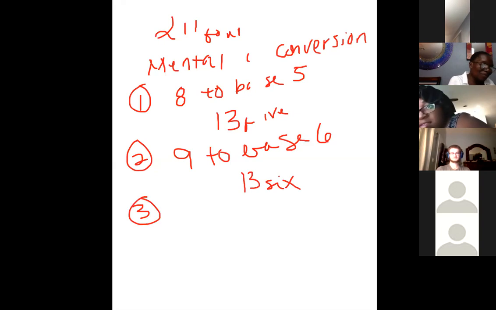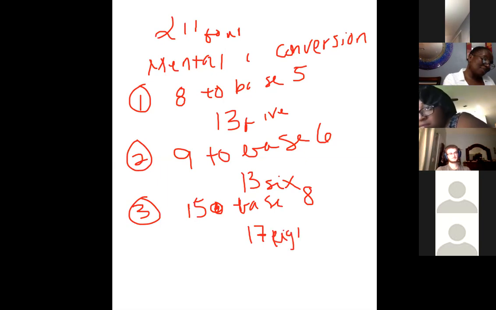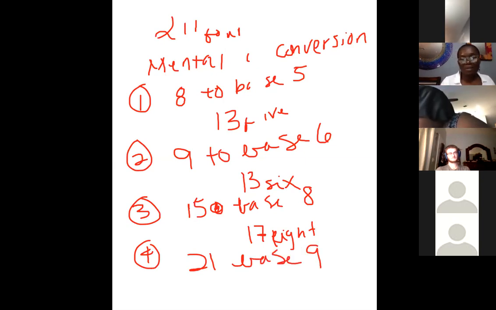Here comes the next one. This time I'm going to do 15 to base 8. 8 goes into 15 how many times? 1. 1 with what left over? 7. And this is going to be in base 8. All right, one more like this. This time we're going to do 21 to base 9. 9 goes into 21 how many times? 2. And what's left over? 3. And there you go. That's it.